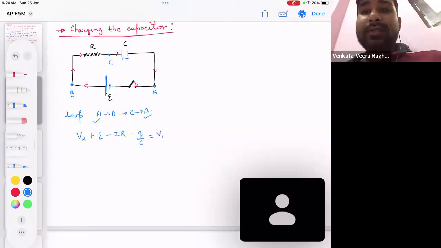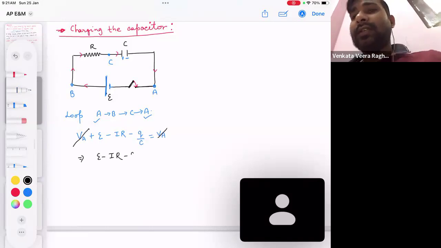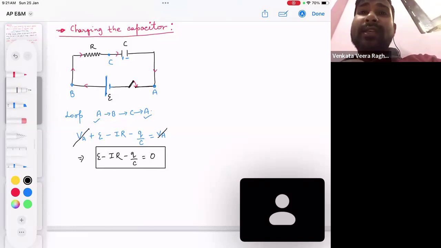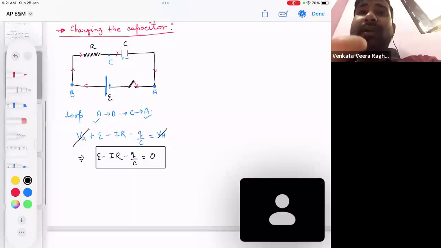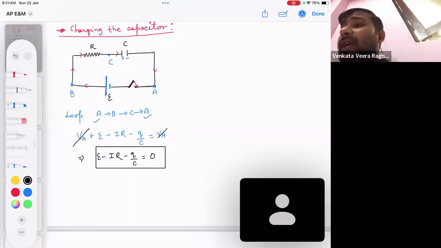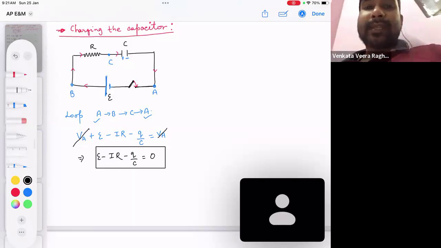Where did I reach now? I again reach the point A. So this equation becomes E minus IR minus Q by C equal to 0. The summation of potential differences is equal to zero because when you write the summation of potential drops, you start with a particular potential and you finish at the same potential. Understood? Please tell me, clear up to this?